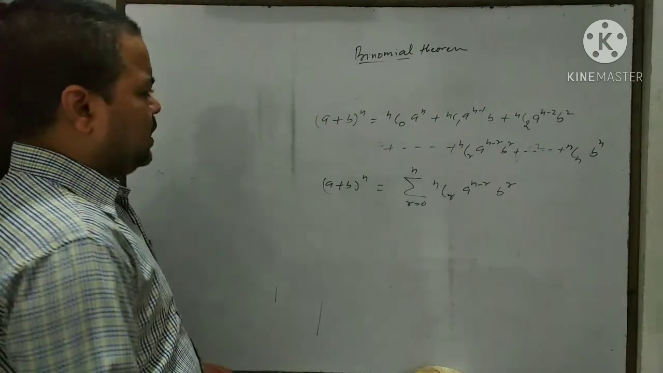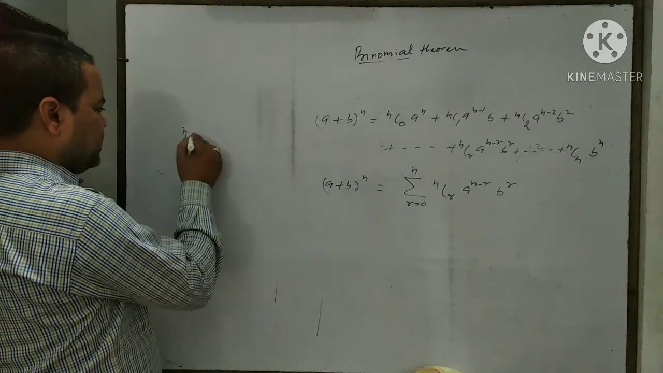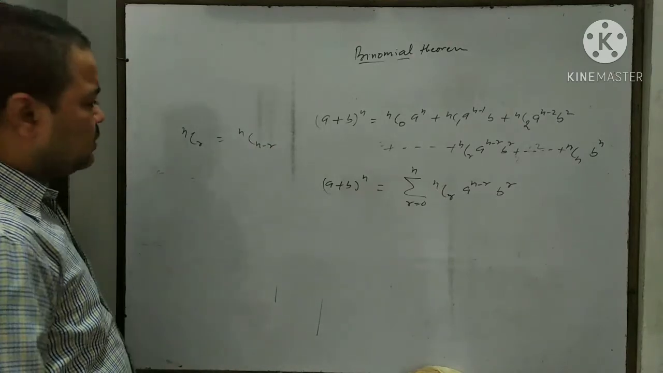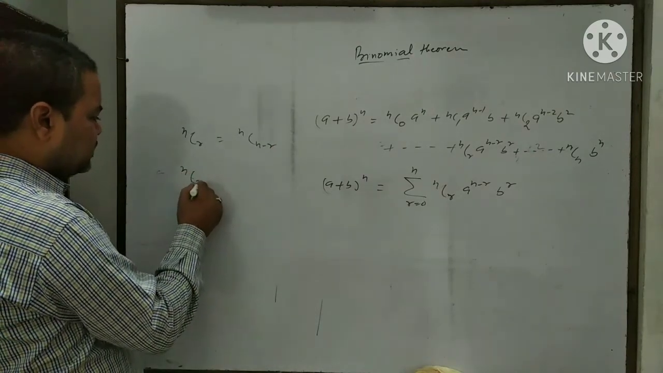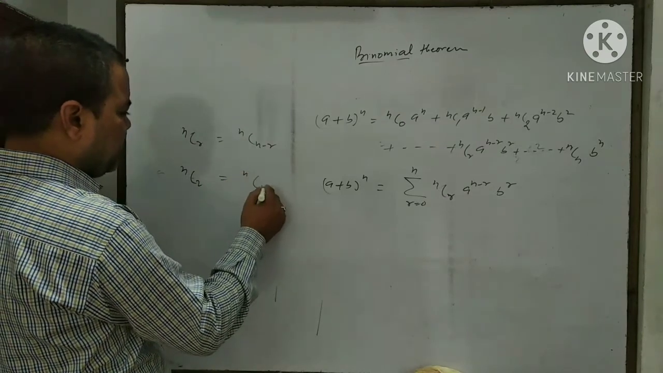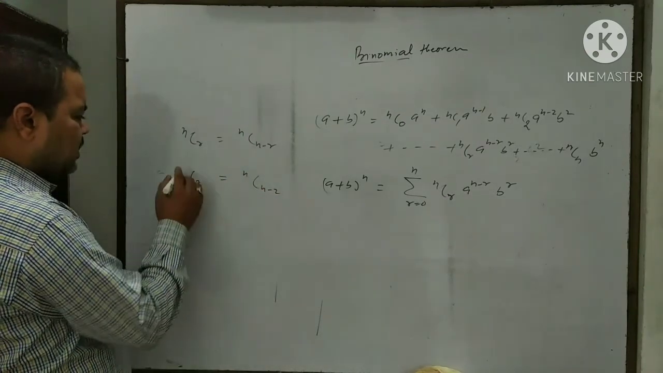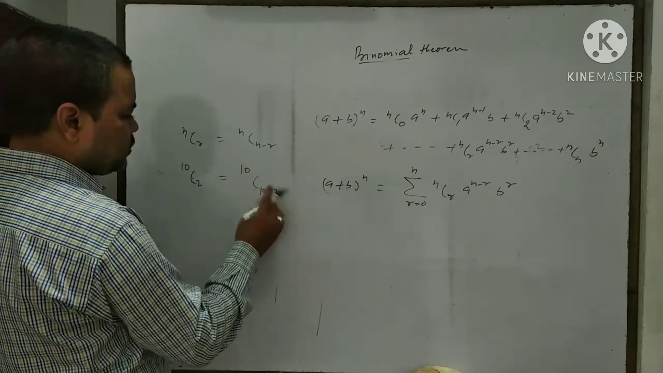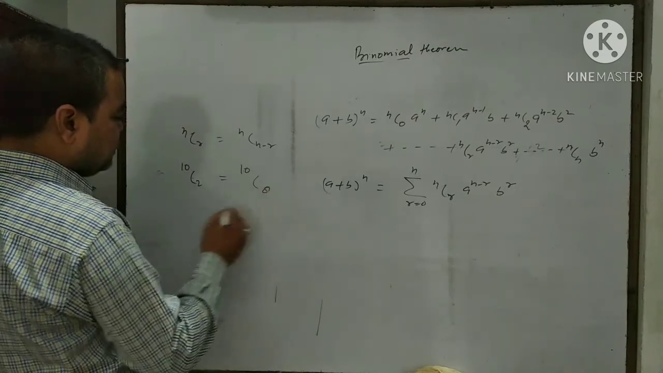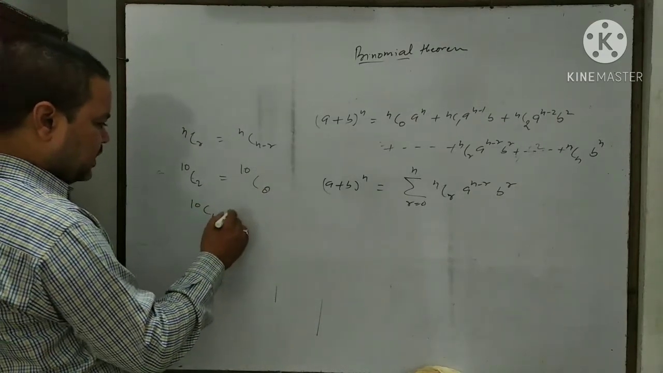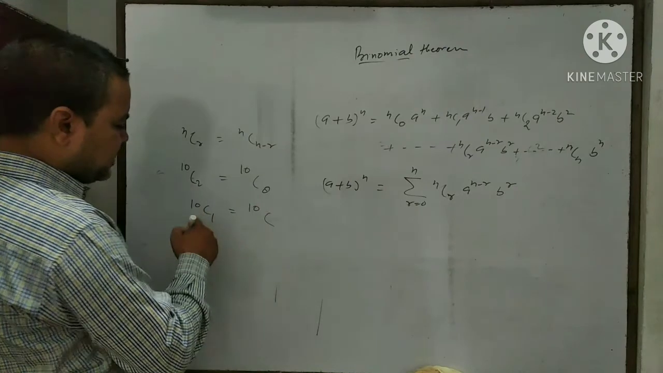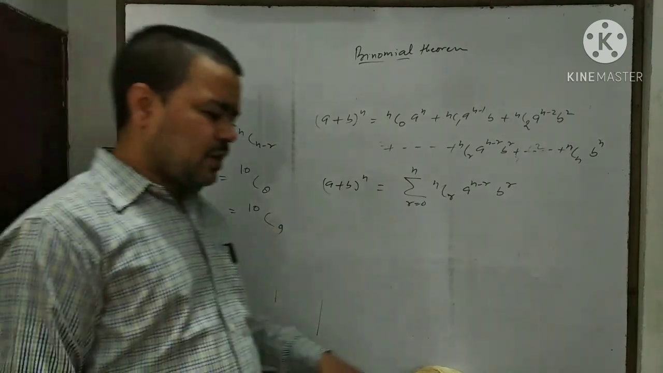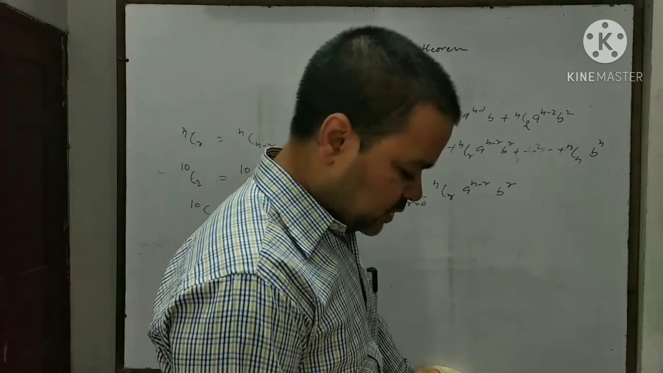Remember, in combination I told you nCr is equal to nC(n-r). So similarly here nC2 can be written as nC(n-2), or 10C2 is equal to 10C(10-2), or we can write 10C8. Here 10C1 is equal to 10C(10-1), that is 10C9. We can use this property for finding the coefficients.